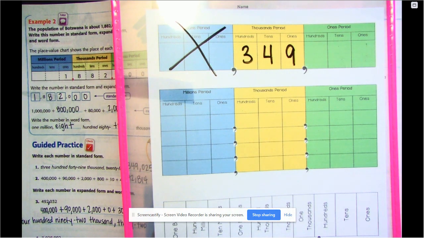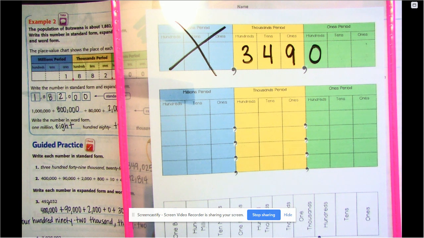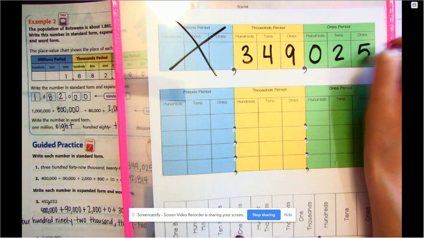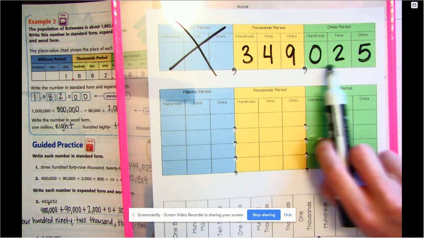I have to put a 0 in the hundreds place because there is no hundreds. If I don't put a 0 there, then it's going to change my number. And then 2 should go in the tens place and a 5 in the ones. So this is 349,025.